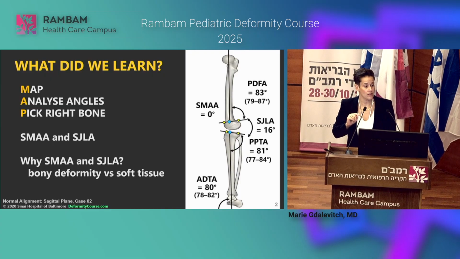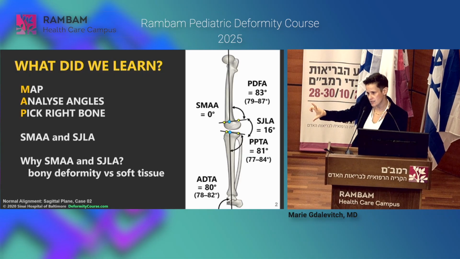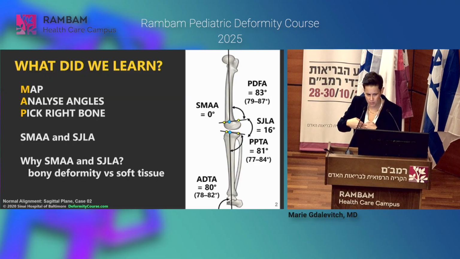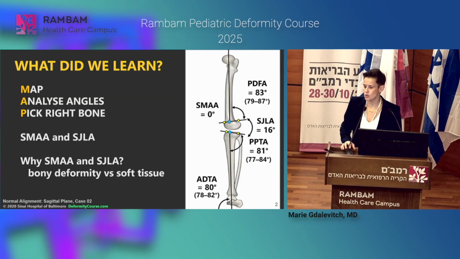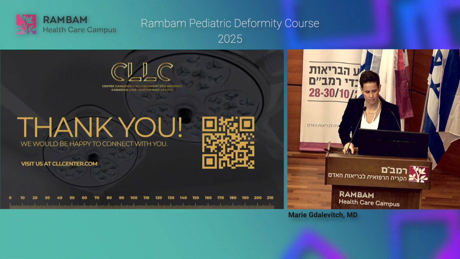We want to look at the SMAA, which is the mechanical axis of the femur and the mechanical axis of the tibia. They should be the same line. If they're not, you have a flexion or extension deformity. And the SJLA is going to tell us about the soft tissue component coming from the joint lines at the distal femur and the proximal tibia.